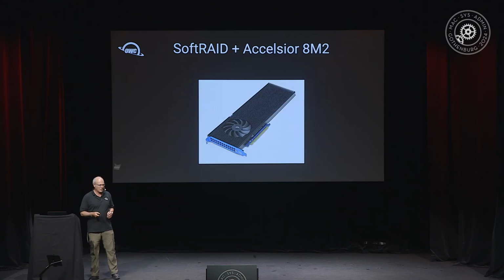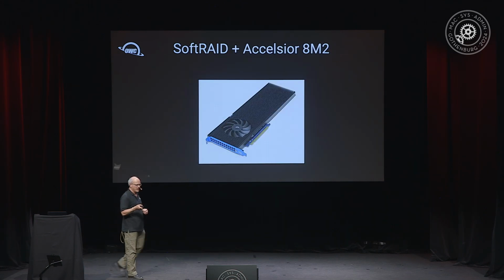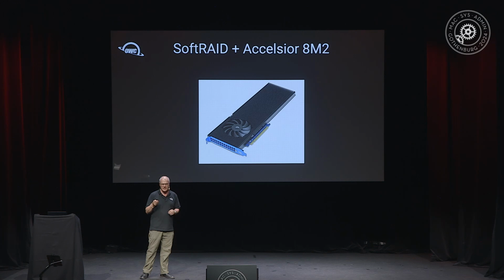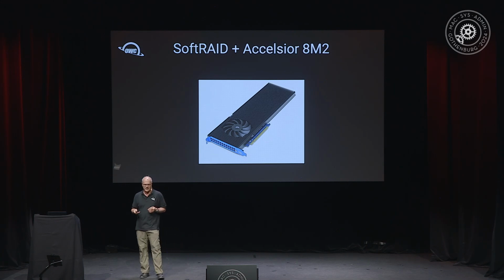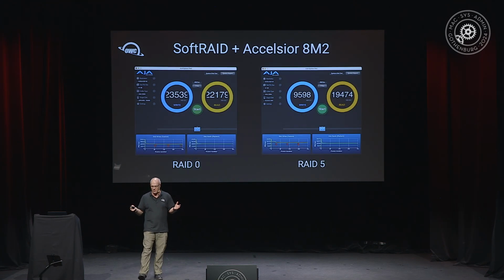So let's talk a little bit about performance. This is our Excelsior 8M2 card. It's a PCI Gen 4 card, has 8 blades on it. When we first shipped it, there was no PCI Gen 4 Mac, so we were seeing about 12 gigabytes a second. And then when Apple shipped the 2023 Mac Pro, which supports PCI Gen 5, we all of a sudden started seeing double that performance.